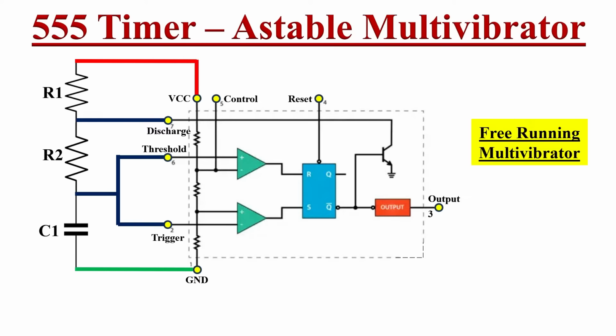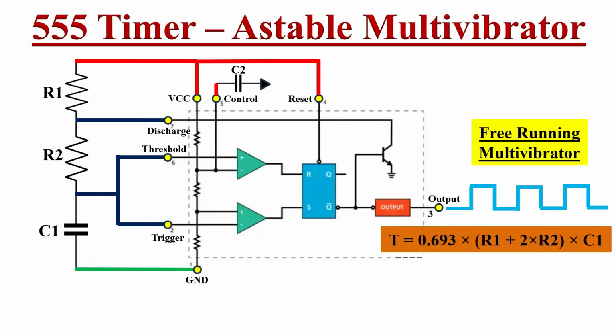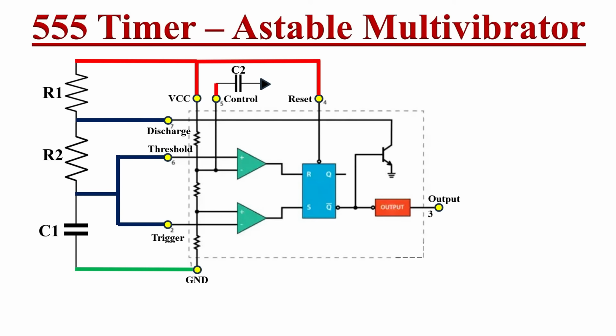We don't use reset function, so connect reset pin 4 to VCC. We don't use control function, so connect pin 5 with a 10 nanofarad capacitor to the ground. Now when the power is switched on, the output of the circuit continuously switches between logic low state and logic high state. So it behaves like a free running multivibrator. The time period of the pulses is given by the expression T = 0.693 × (R1 + 2R2) × C1. Now let's see how this circuit produces continuous pulses.